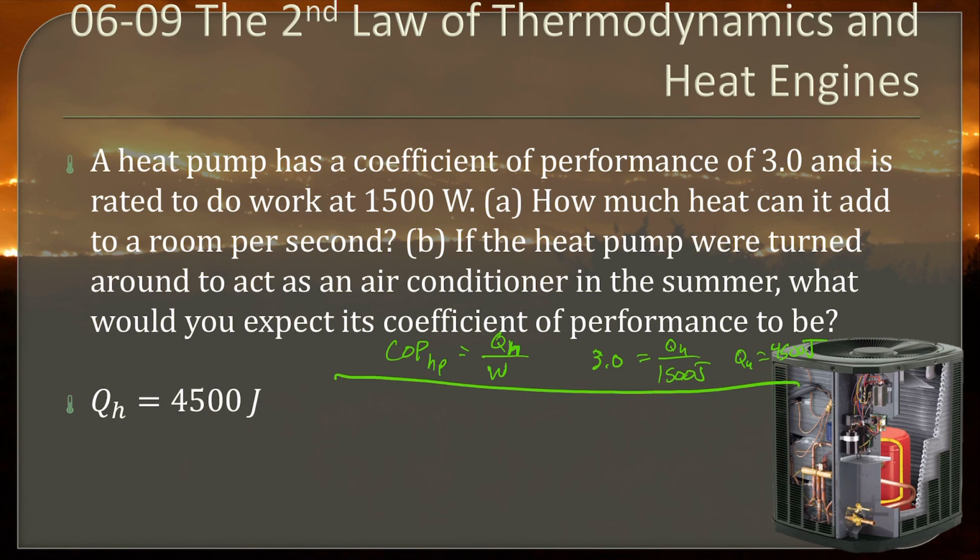Part B, if the heat pump were turned around to act as an air conditioner in the summer, which some of them do, what would you expect the coefficient of performance to be? Well, the coefficient of performance for a refrigerator is the coefficient of performance for a heat pump minus 1. So that would be 3.0 minus 1, which is 2.0.